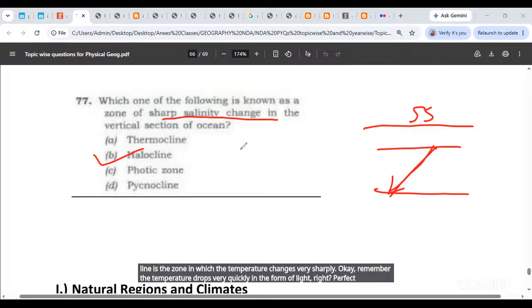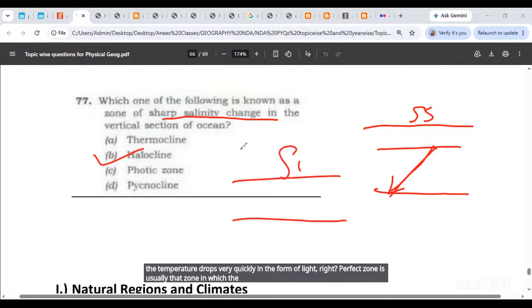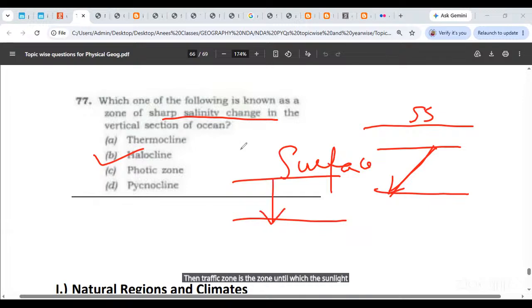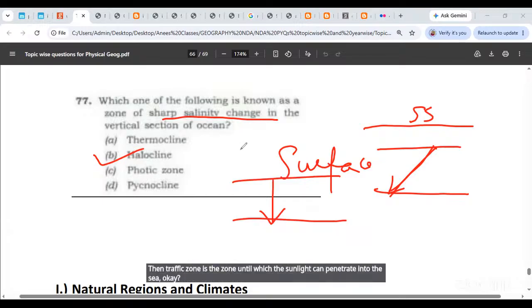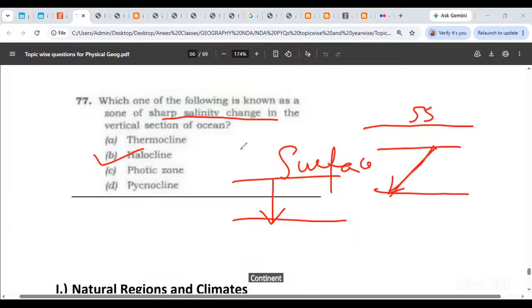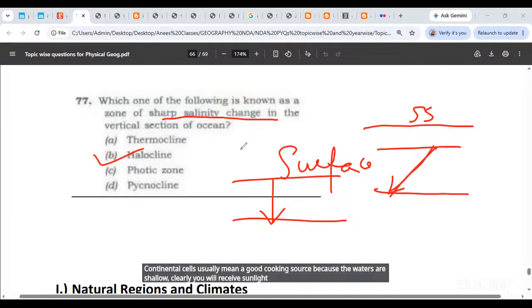The photic zone is the zone, if suppose this is the surface of the seawater, until which the sunlight can penetrate into the sea. That is important because it decides where photosynthesis will happen. If there is no sunlight, photosynthesis below the sea surface cannot happen. That is why continental shelves are important, because wide continental shelves usually mean a good photic zone, since the waters are shallow and you will clearly receive sunlight there. The plankton there can perform photosynthesis and grow abundantly, behind which fish can come, hence richer fishing grounds. So that is the photic zone.